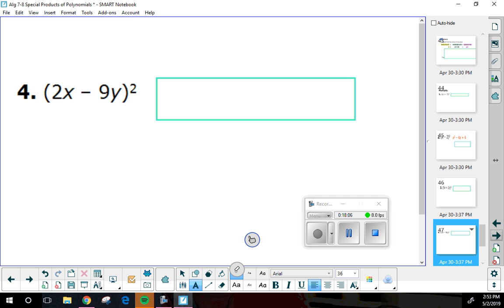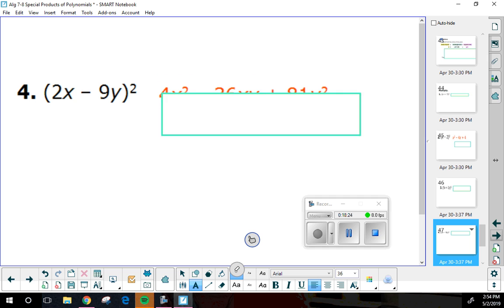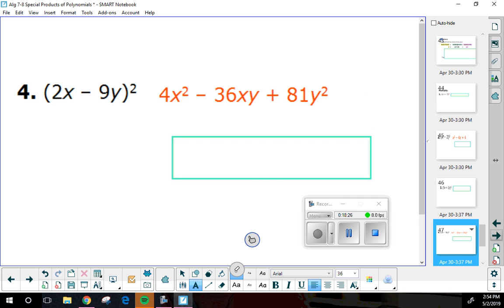When you're trying to multiply the two terms in your head for the middle term, listen, ignore the variables. What is 9 times 2? Double that, what do you get? Then add the extra variables. So this one would be 4x squared minus 36xy plus 81y squared.